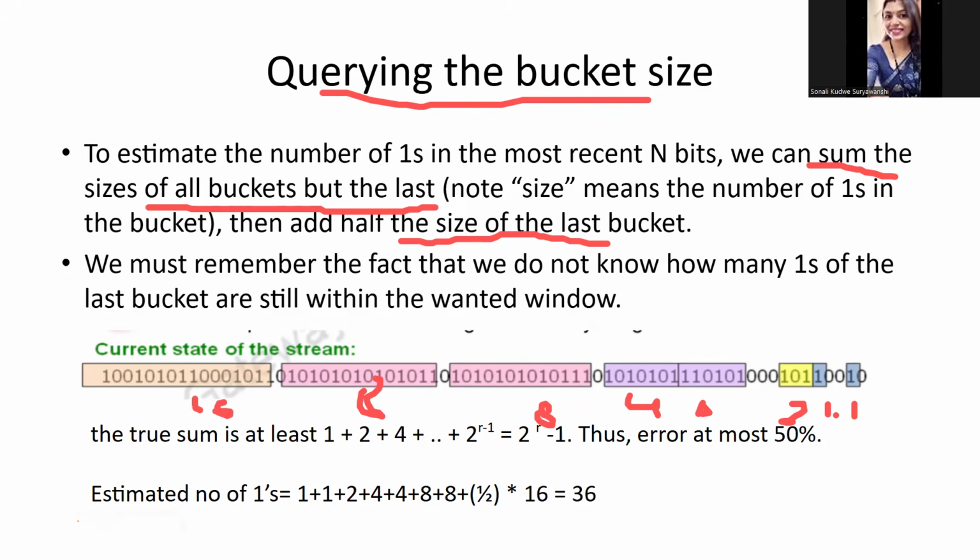So you add up all except the last one. For the last one, you're going to divide it by half. So 36 is the total number of estimated ones in the given stream. So this should be the final answer. What is the estimate of the number of ones in the data stream, in which you are going to add up all the buckets except the last, which will be added as half to all the values. And therefore, 36 is the total number of ones that we are getting.